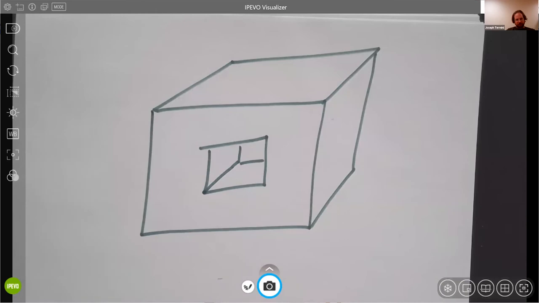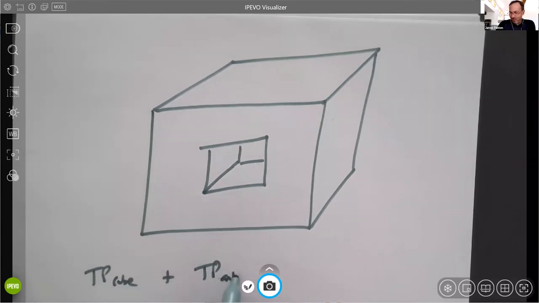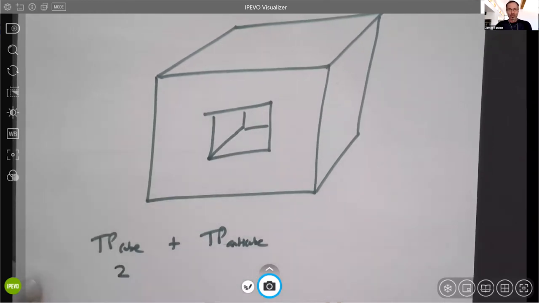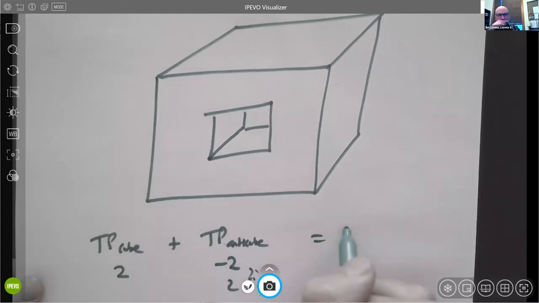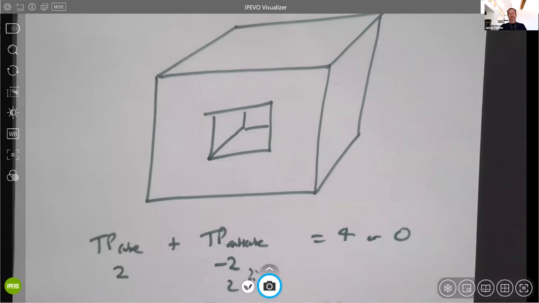It would be that maybe the total pointiness of the cube plus the total pointiness of the cutout. Okay, so total pointiness of the cube plus the total pointiness of the anti-cube, the cutout, is that right? Yeah. Well, we know that's two. Well, the other would be two also, wouldn't it? Or maybe it's anti-two. Anti-two, okay. Or two, I don't know which. So it's either four or zero, apparently. They've got one conjecture, it's either four or zero.